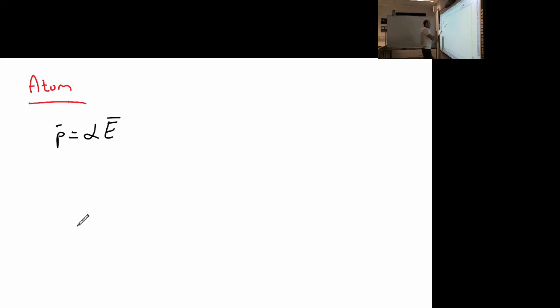However, for a molecule, it's a little bit more complicated. The reason is that for a molecule, the field may be at some angle to the axis. So what you must do is resolve it into the parallel and the perpendicular components. So here our dipole moment will be equal to the parallel plus the perpendicular. And this induced dipole may not be in the same direction as the applied electric field.